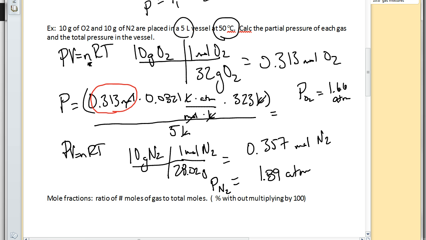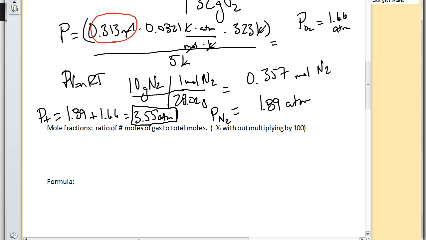Now, right over here, to get my total pressure I just have to add the two together. So it's going to be 1.89 for the nitrogen plus 1.66 for the oxygen, and that comes out to 3.55 atm as my total pressure within the container. Okay, we scroll down here.